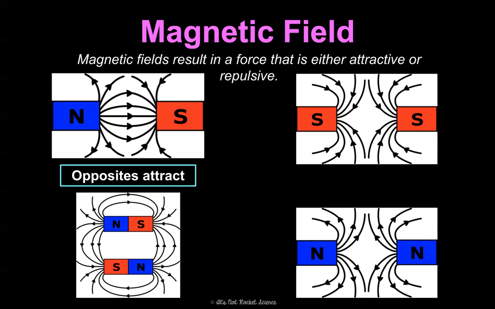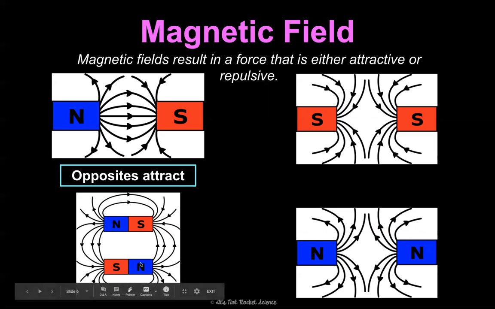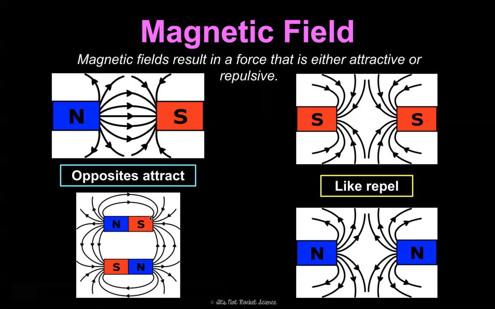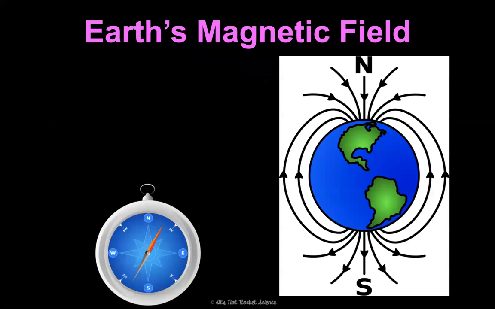Opposites attract. Norths and souths want to pull toward each other. And you can see these lines, we've showed a couple of times the north going to the south this way, but it can also go this way. It can also go this way. And like ends, like poles of a magnet repel.